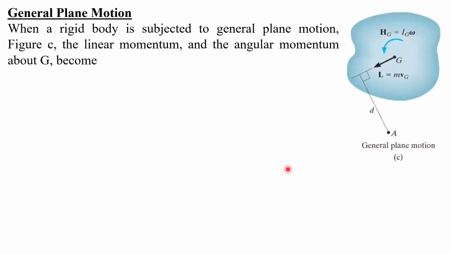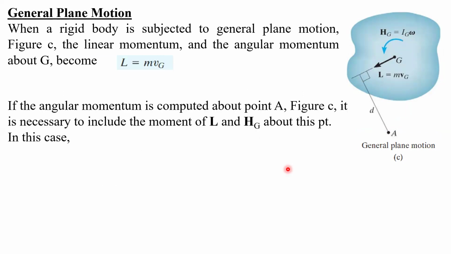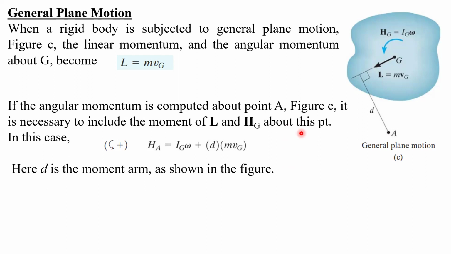General plane motion. When a rigid body is subjected to general plane motion, figure C, the linear momentum is L equals mVg, and the angular momentum about G is Ig omega. If the angular momentum is computed about A, figure C, it is necessary to include the moment of L about this point. In this case, Ha is Ig omega plus d mVg, where d is the moment arm as shown in the figure.